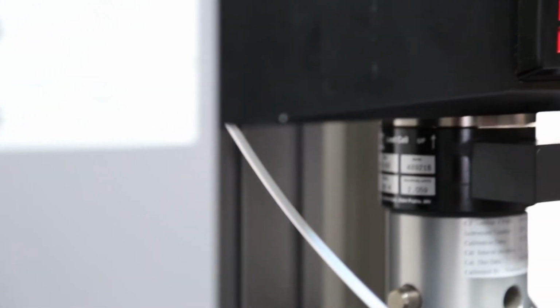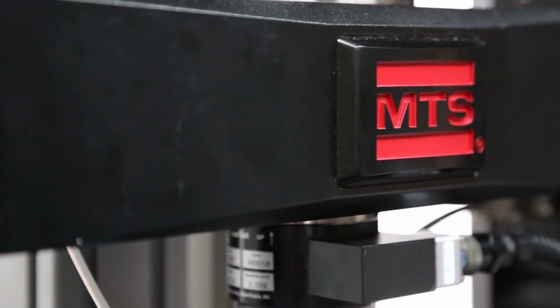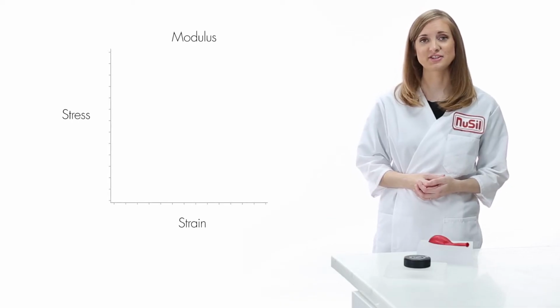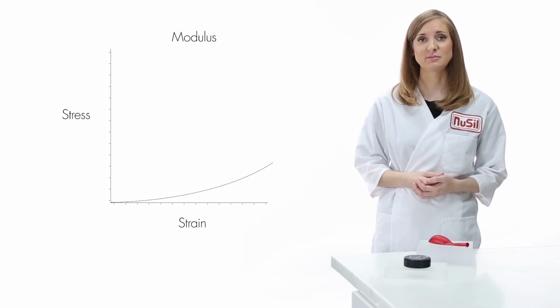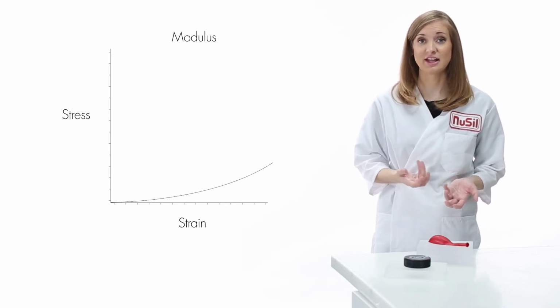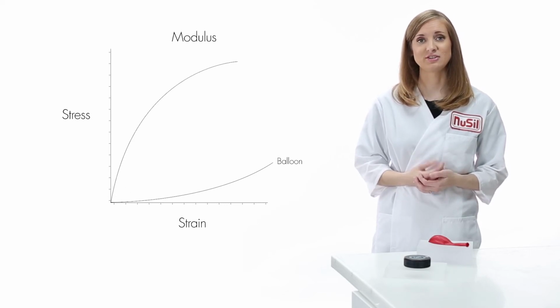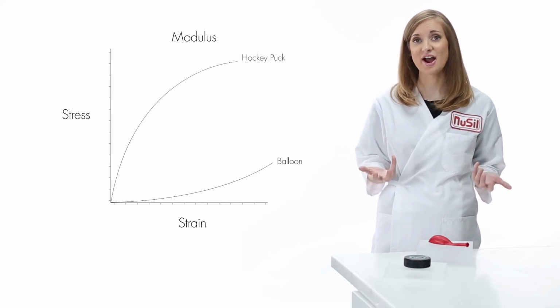The data that we use to plot modulus is from our MTS testing, and modulus is the slope of the stress-strain curve. A line of low slope represents a material of low modulus, like our balloon. A line of high slope represents a material of high modulus, like our hockey puck.